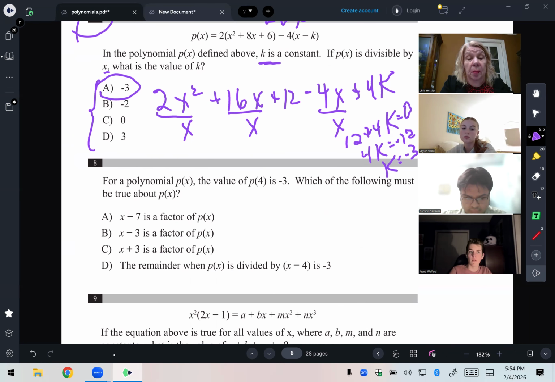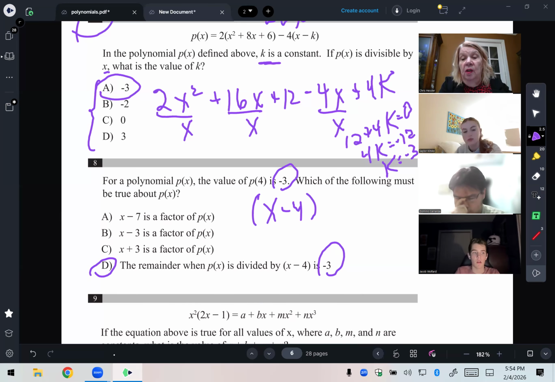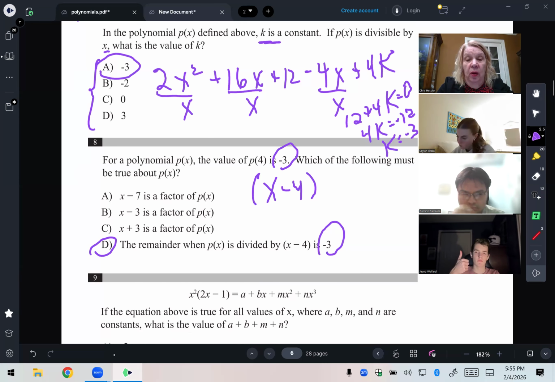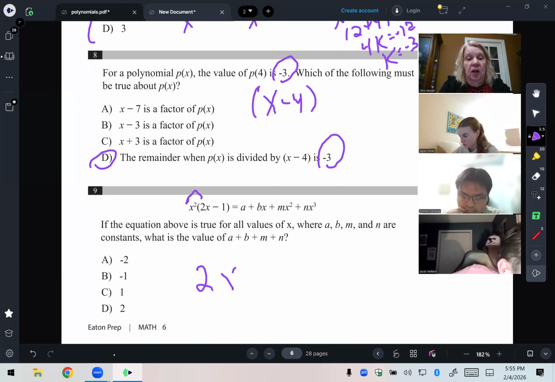For a polynomial P of x, so the P of 4 is negative 3. So that means that we're going to have x minus 4, and then the remainder would be a minus 3. Does that make sense, sort of, as you process that? Okay, and one last one for these b's. So if we distribute this, we will have 2x cubed minus x squared.